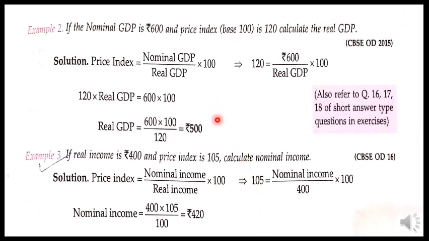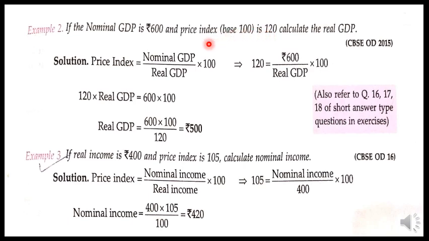Now this is a very easy one. You have to just substitute the values. Ignore this part. The question says nominal GDP is rupees 600 and price index with base 100. So this part I've explained, why I told you it will be there in the questions this way. And price index with base 100 is 120.